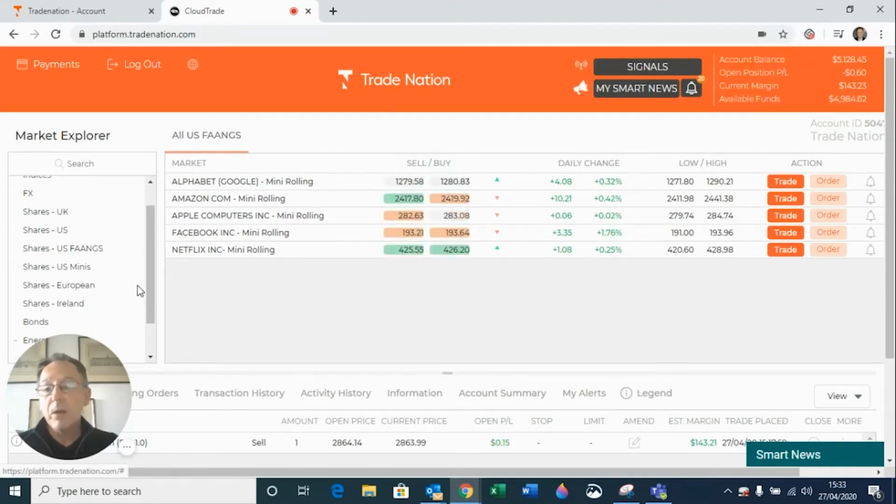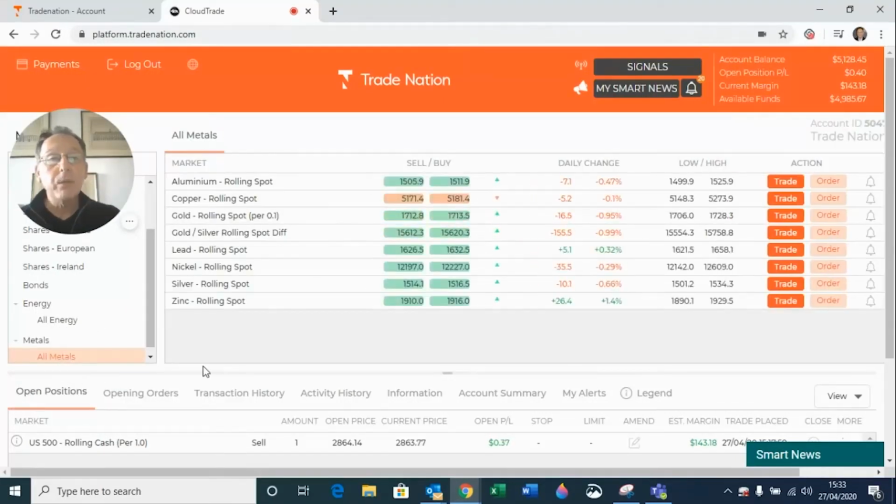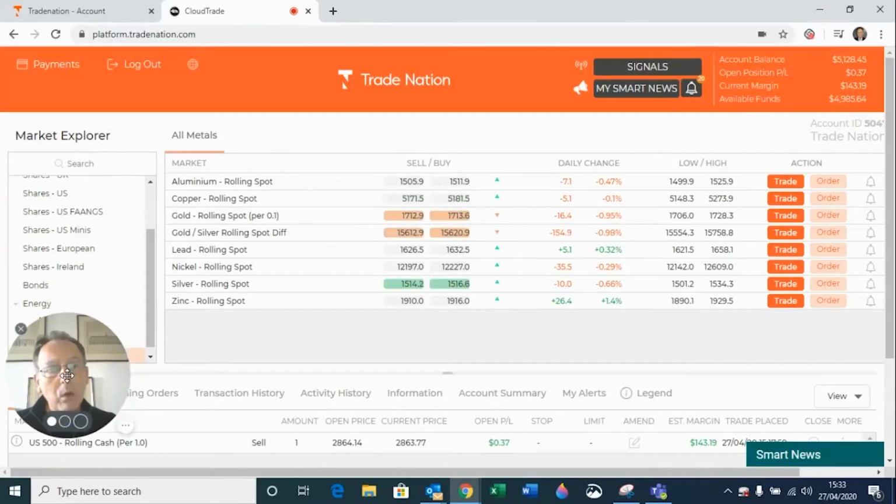Coming out of here, we have our mini markets, and then we have European shares and Irish shares, bonds, energy. If I click up there, you'll see metals as well. If you go into metals, you can see we have precious metals like gold and silver, but we also have industrial metals such as aluminium and copper. So that's how we locate markets, or at least that's one way of doing it.